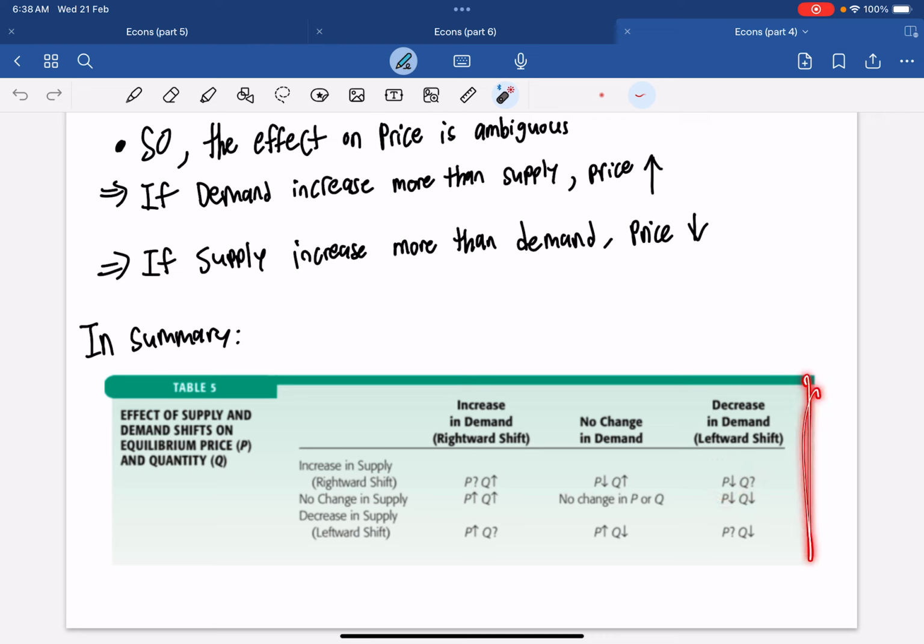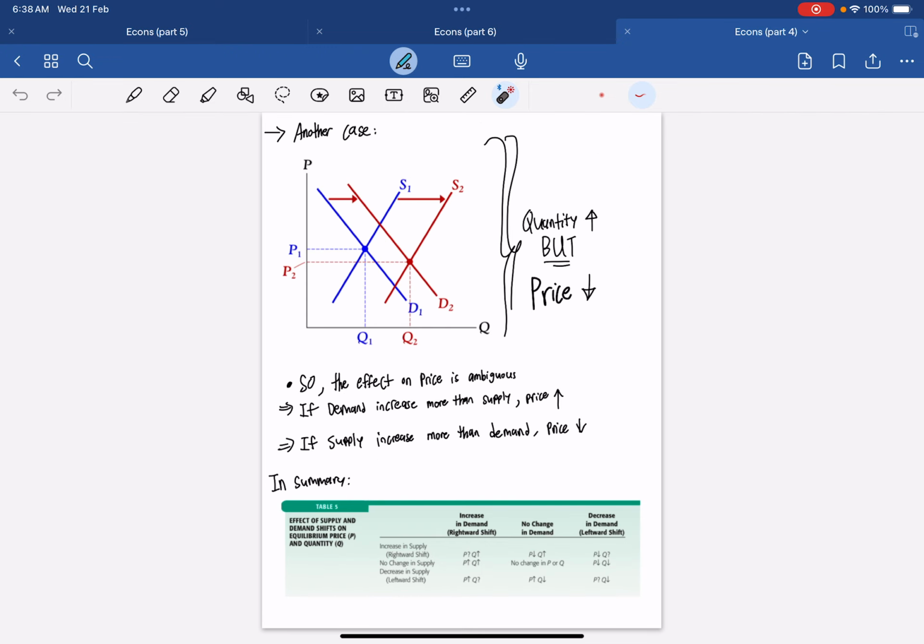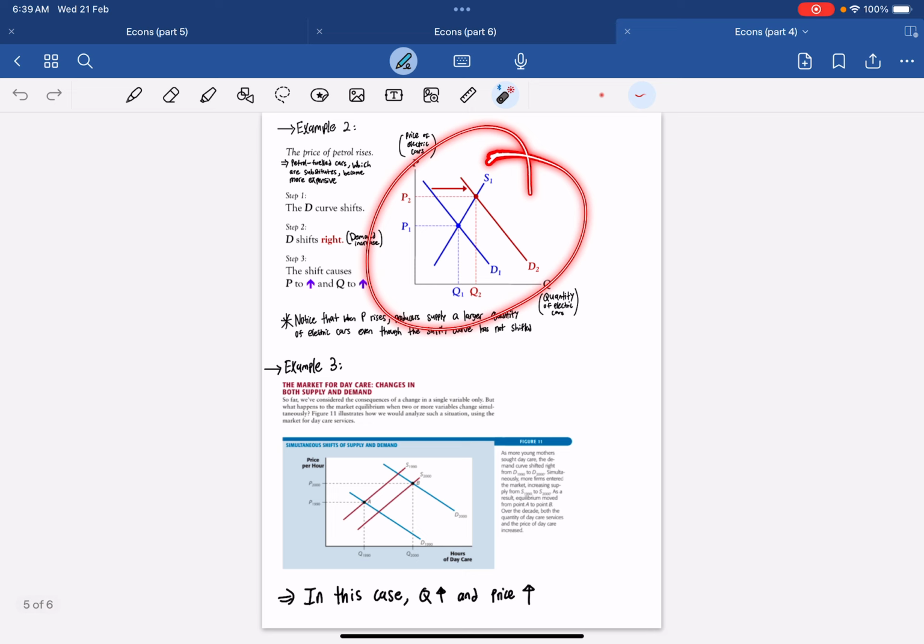So using this table, you're now able to know the changes in the equilibrium point when there are changes in both supply and demand. But to me, personally, I feel that if you just draw the graph, you're able to map it out fairly simply.